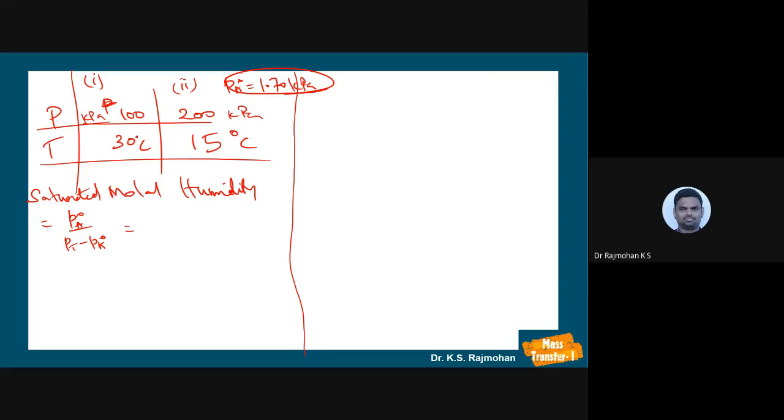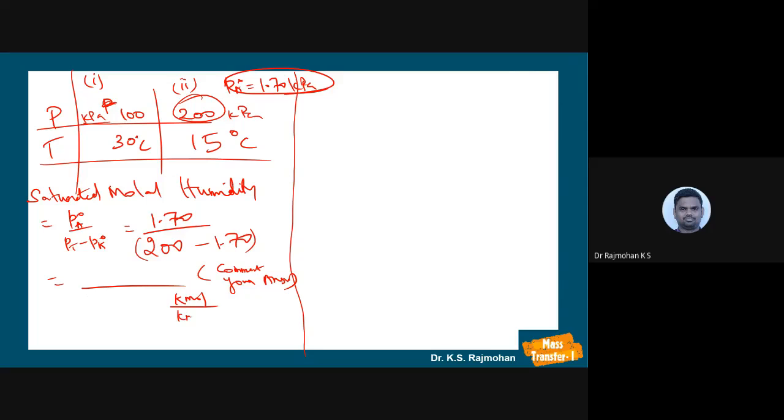So 1.70 divided by P total, which in this case is 200. So 200 minus 1.70. Please report the value and comment your answers. So we have 1.70 by 200 minus 1.70. Using a calculator means you have to use the brackets properly. Once we have this value, this will be in terms of kilomoles per kilomoles of dry air, right?